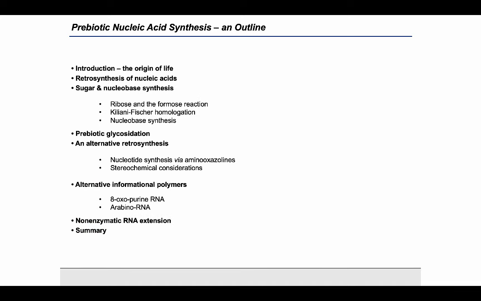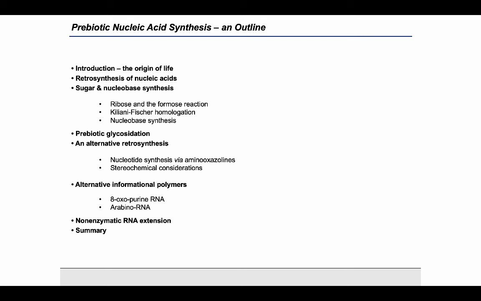Today we will be briefly outlining the problem of the origin of life, and the organic chemistry involved in it, and then honing in on the structures of nucleic acids. We will take a retrosynthetic approach to thinking about building nucleic acids abiotically, initially focusing on a more traditional disconnection that seeks to synthesize a sugar and a nuclear base, and then bring the two together.